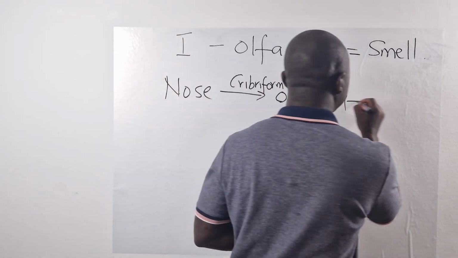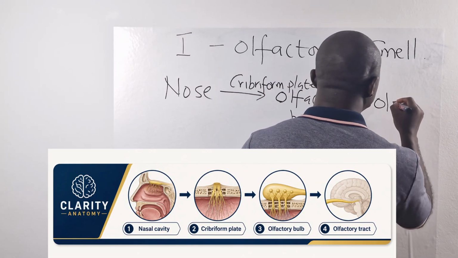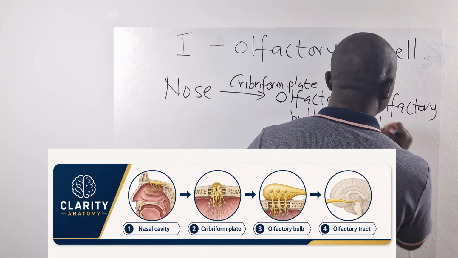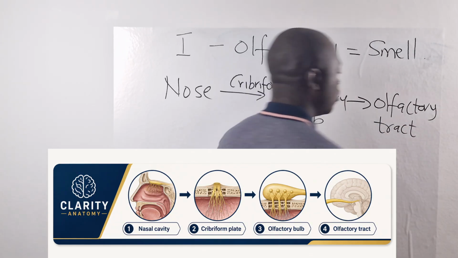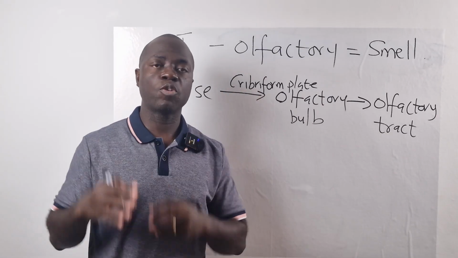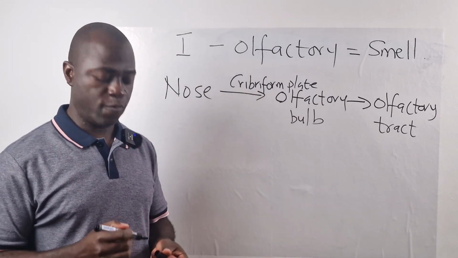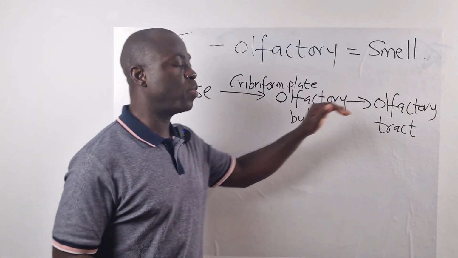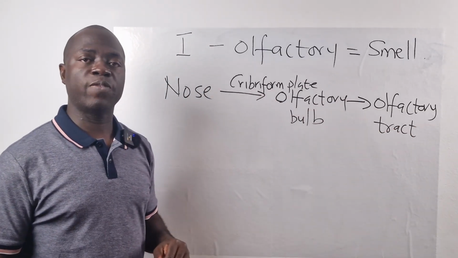And from the olfactory bulb, we'll have the olfactory tract. And the olfactory tract now goes to the part of the brain that is responsible for olfaction. So we have the nose, olfactory bulb, and the olfactory tract.